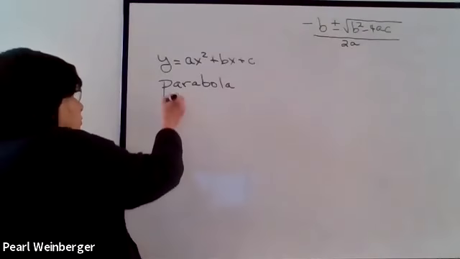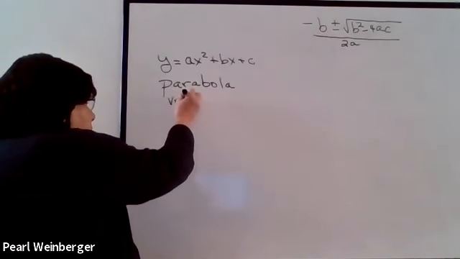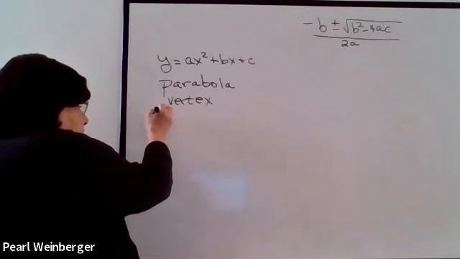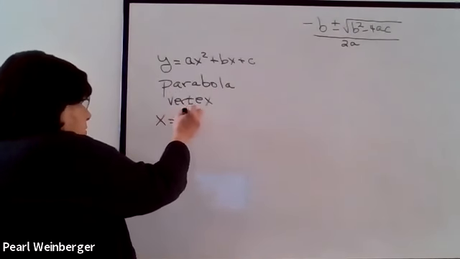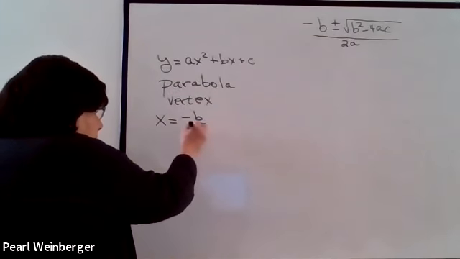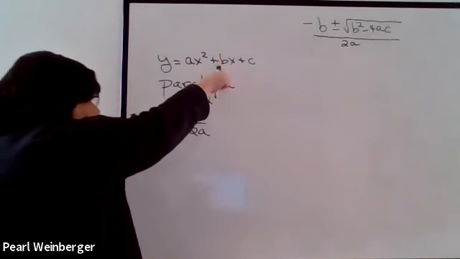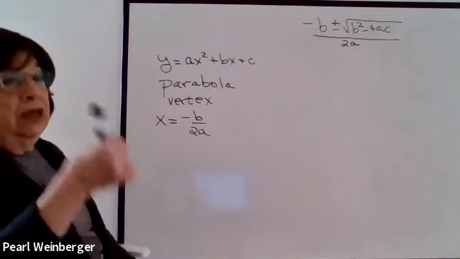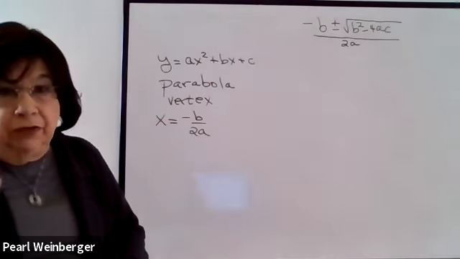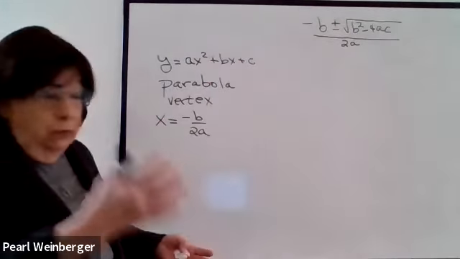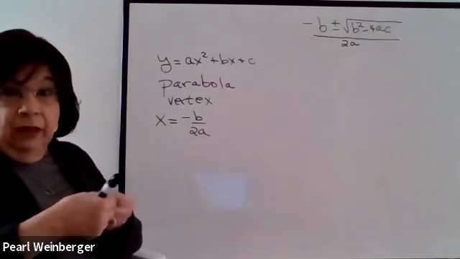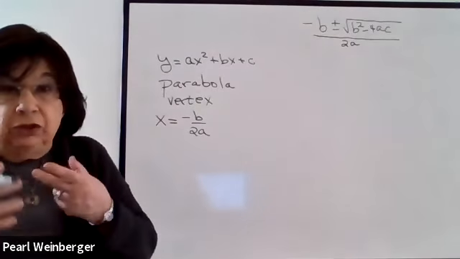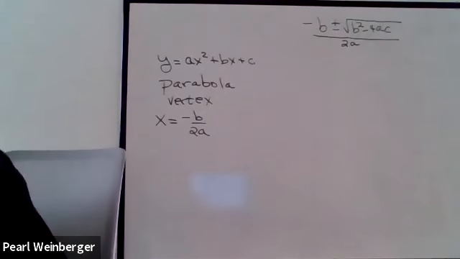In order to find the vertex of the parabola, you figure out x equals negative b over 2a. In other words, you're going to know what this a is, you're going to know what the b is, you're not going to know what this c is. X equals negative b over 2a will give you the x value of the vertex. But the vertex is a point. In order to find the y value, you're going to have to stick it into the original equation to figure out the y value. Let me give you an example.